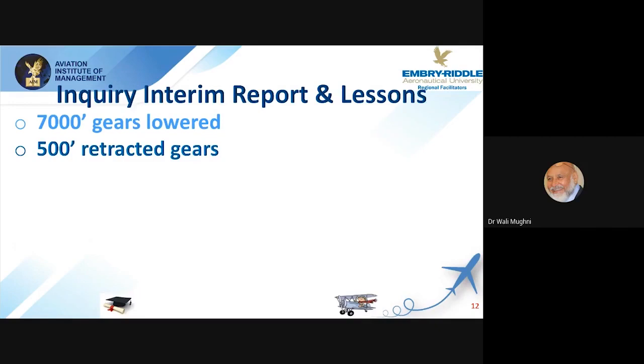Either there was no coordination or not enough coordination between the first officer and the captain, or there was some confusion whether they should go around or land. So the bottom line is that at 500 feet, the gears were retracted. Who was the pilot in command? Most likely the captain, and most likely the first officer picked up the gears, thinking we are too high, speed is too high, and we must go around. So he might have taken that action. But these figures are from the flight data recorder.